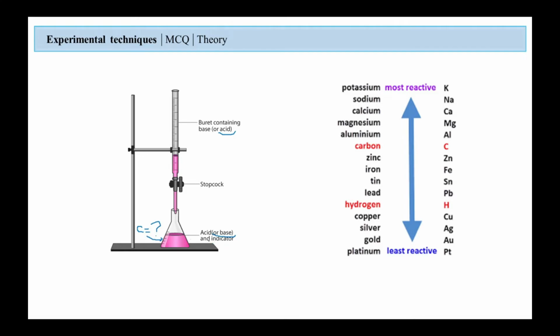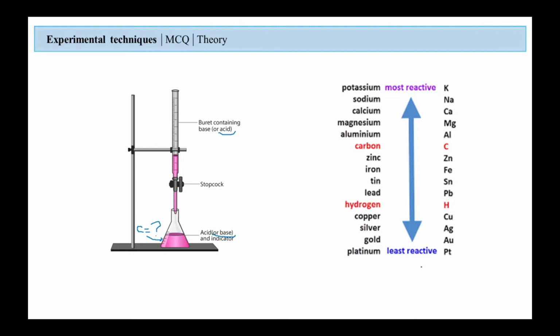So once the indicator changes color, we will stop adding the acid from the burette and we can say that we reached the equivalence point. So in titration, generally we'll be using a burette, which allows us to add small amounts of the acid each time until reaching the equivalence point.